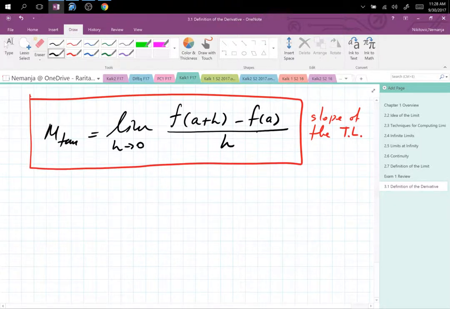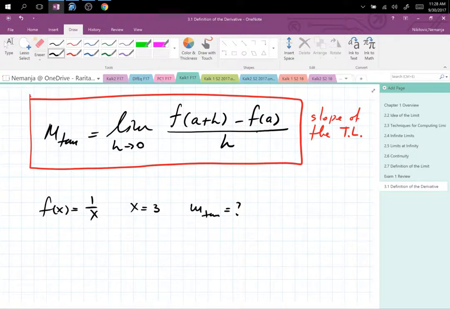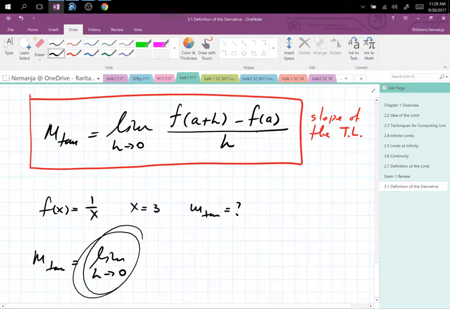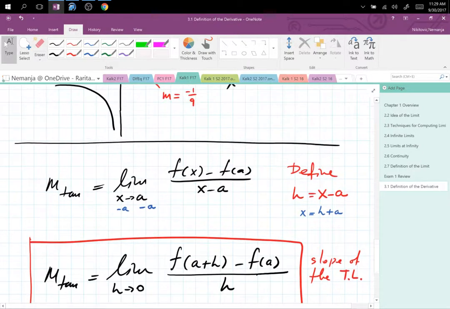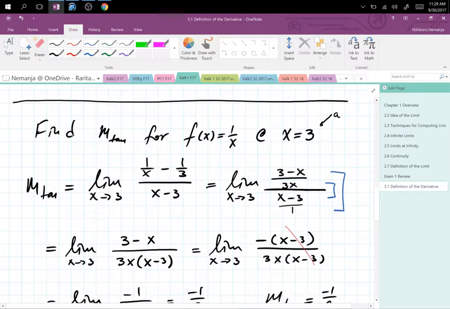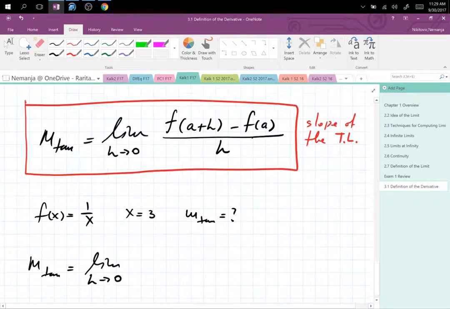I can work out the same example. f of x equals 1 over x, at x equals 3. Find the m tangent using this form as well. It's okay, we can do it. The pre-calculus setup for this is necessary, but then the rest of the problem should go quicker and smoother. So m tangent needs to be limit as h goes to 0. Note that this is always h goes to 0. Earlier you had to have x goes to 3, x goes to 2, right? You had to worry about that stuff. Now you have to worry about less stuff, which is great.